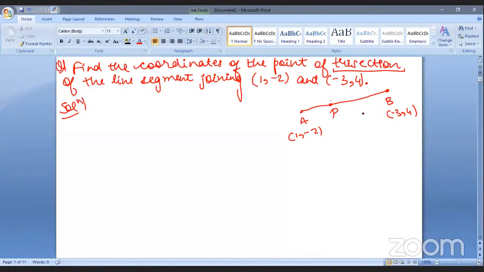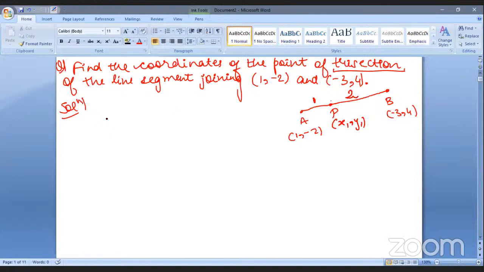So here, what happens? 1:2. Why? Because if we take this whole part, it will be 1 plus 1, and here is 1, because they are all equal: 1, 1, 1. So either we can say 1:2 or 2:1. Okay, great. So 1:2 would be the ratio in this case when we are taking P as the point which is cutting it, right? Now let it be x1 comma y1.